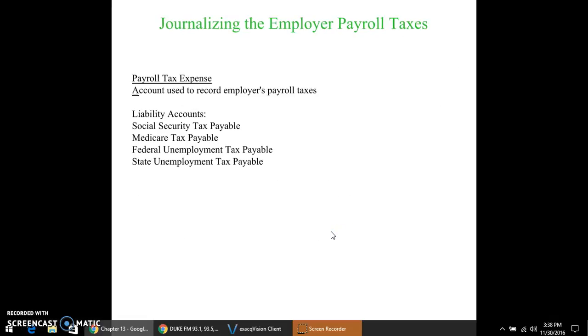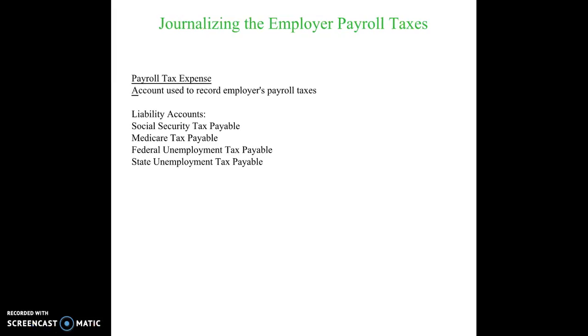Journalizing the employer payroll taxes. Now that we have it in T account format, we can go ahead and plug it into our journal and journalize it. We are going to use an account called payroll tax expense. This is the account that's used to record employers' payroll taxes. The liability accounts that are also going to be affected by this transaction are, as indicated in the T accounts in the previous slide, Social Security tax payable, Medicare tax payable, federal and state unemployment tax payable.